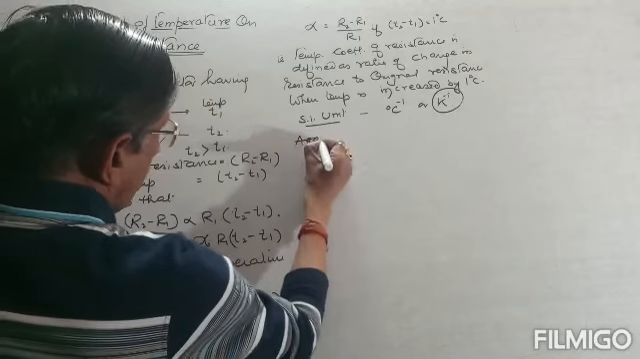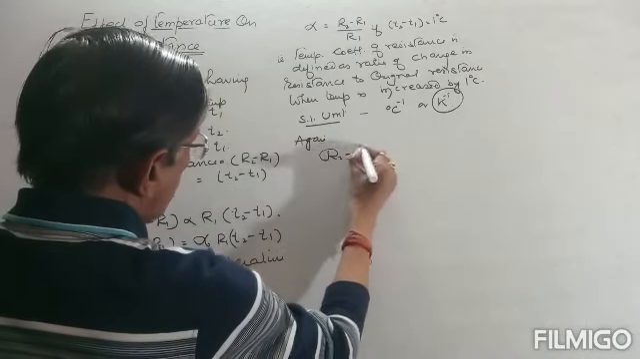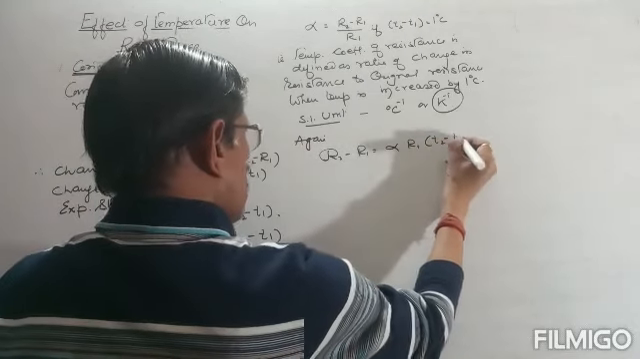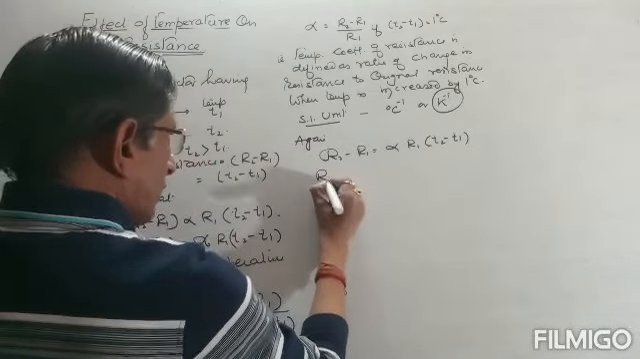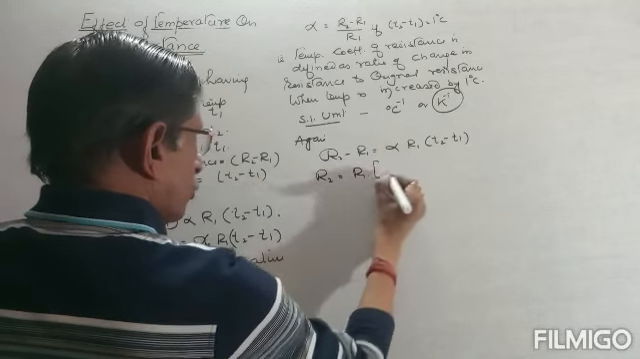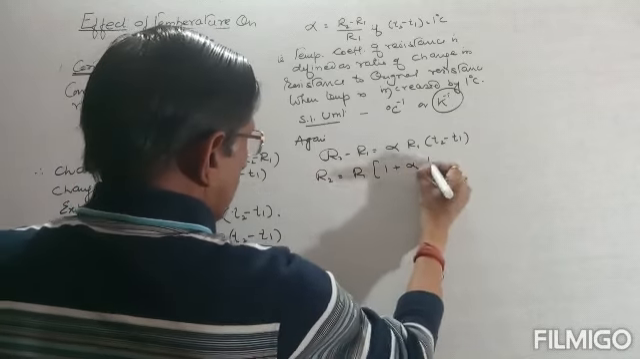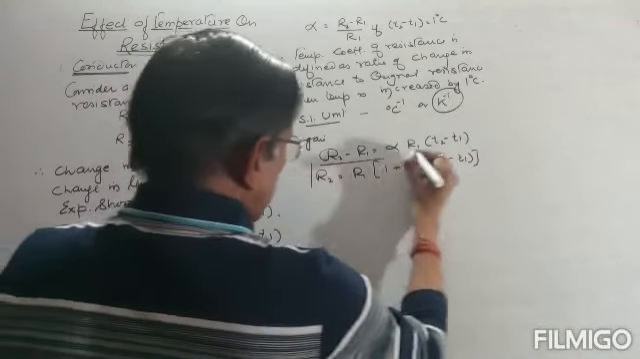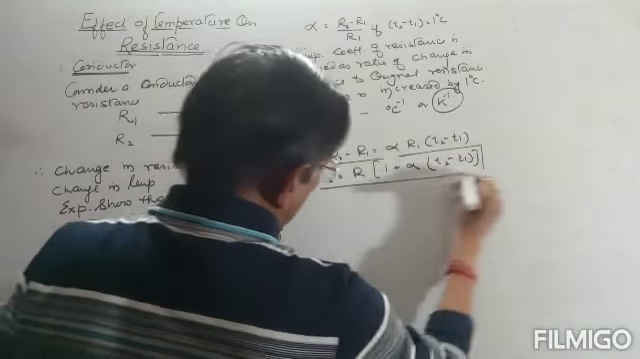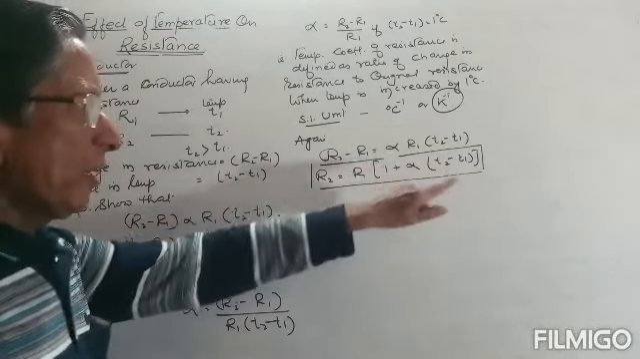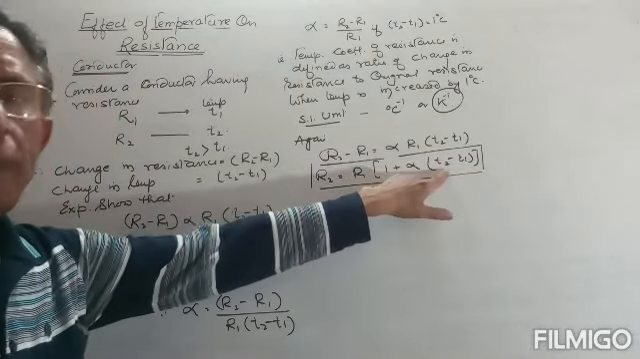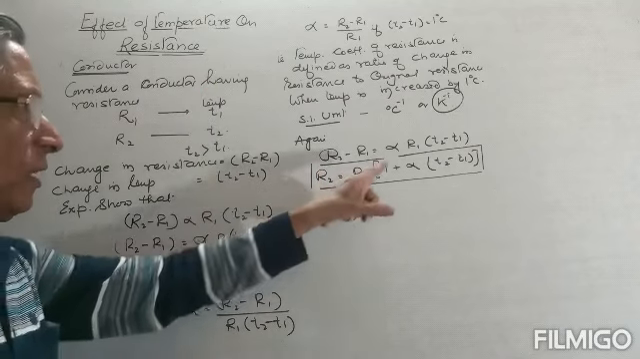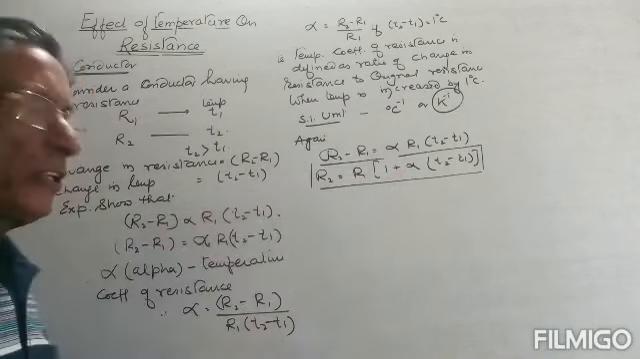Again, we can write R2 minus R1 is equal to alpha R1 into T2 minus T1. Take R1 to that side. So R2 is equal to R1, which is common, into 1 plus alpha T2 minus T1. With the help of this formula, you can calculate the resistance of a given conductor at any higher temperature if you know its resistance at any lower temperature. R2, the resistance at higher temperature, is equal to R1 into 1 plus alpha into T2 minus T1.